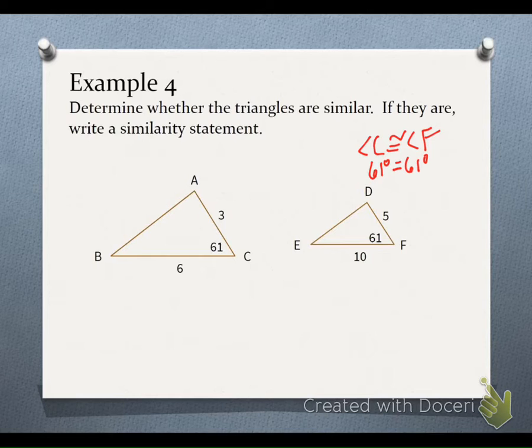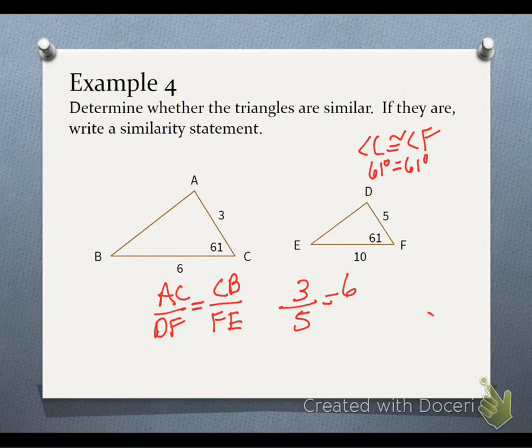So we're going to do AC first. So AC, which is going to be over DF. And then on our other one, it's going to be CB, which is over FE. What is the distance of AC? What's the distance of DF? Okay, what's CB? And what is EF?